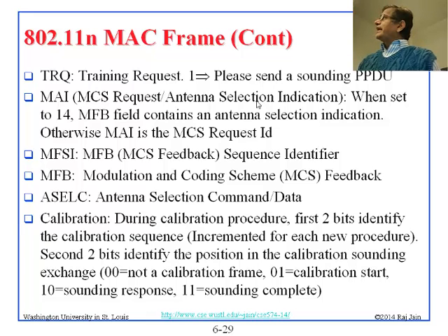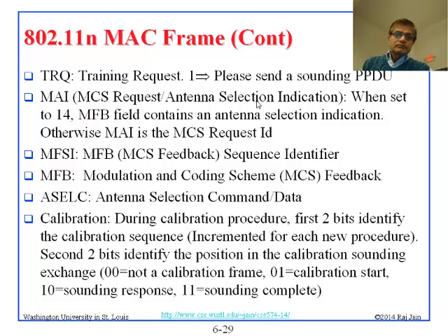MFB is the feedback, and then this is the sequence identifier. That is basically the sequence number: you might have sent me request number 5, so here is the response to request number 5, and this is the response to request number 6. Sequence identifier. Antenna selection command or data. So basically I want you to select antenna number 3.